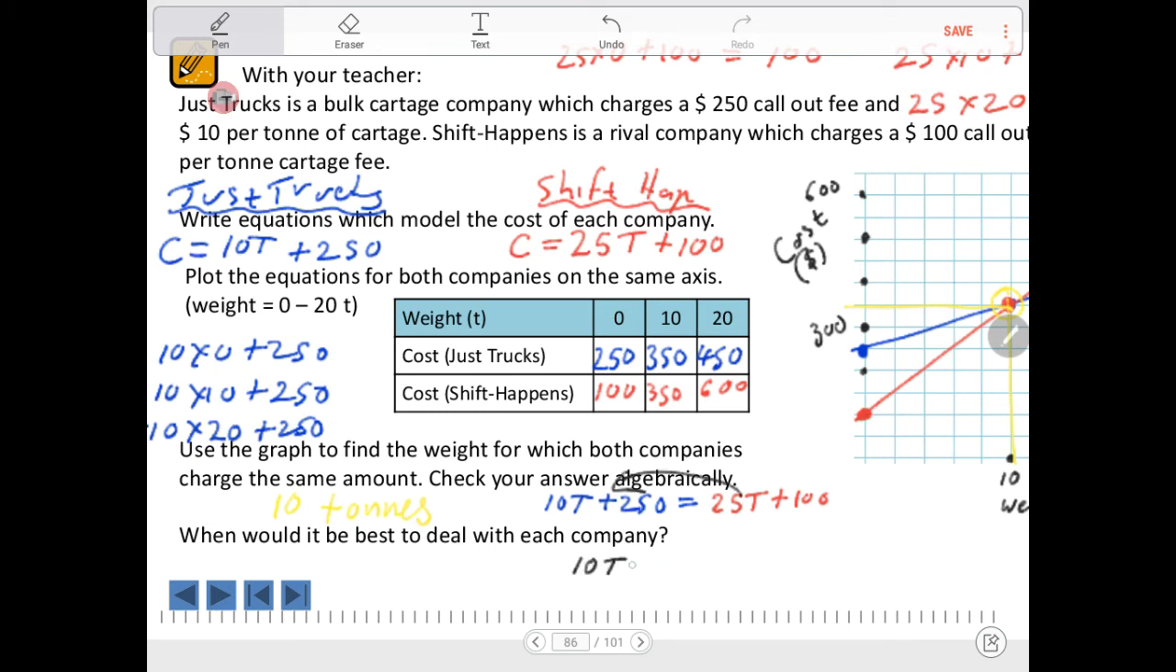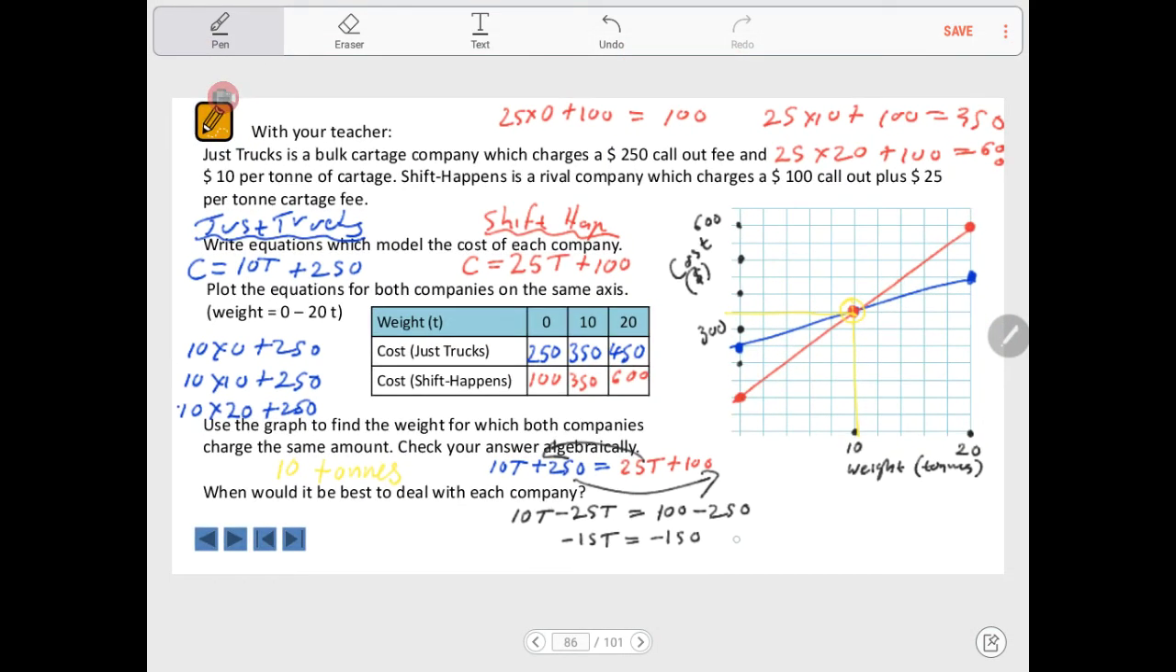Bring that 25T over. Take that 250 over here. Okay, so 10T take 25T, negative 15T equals negative 150. So divide both sides by negative 15. T equals 10 tons, just like we said over here on the graph.